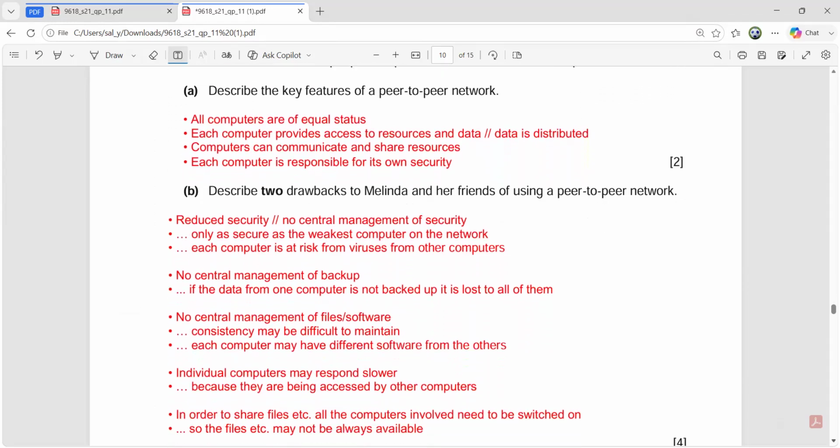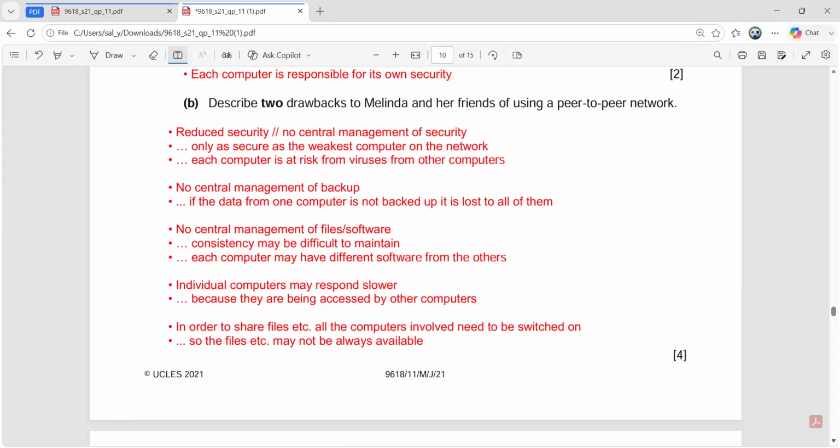Now, writing down any two of these points will give you 2 out of 2 very easily. Now, part B. Describe the drawbacks to Belinda and her friends of using a peer-to-peer network. Now, here you have to describe the drawbacks. Now, what are the drawbacks? Reduced security because there is no central management, and it is only as secure as the weakest computer on the network. As each computer is at risk from viruses or from other computers, anything may happen to it. And that is the first drawback.